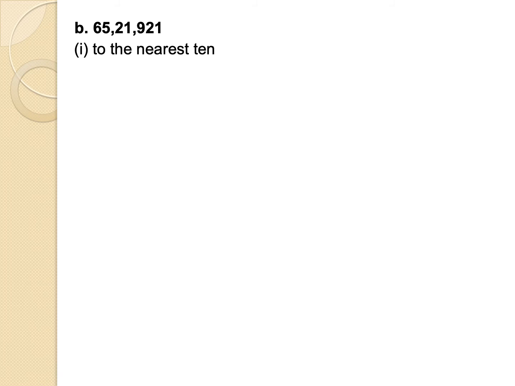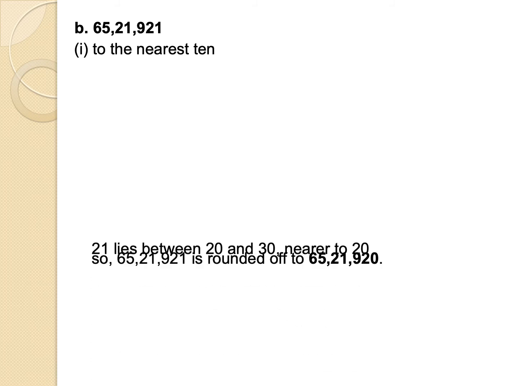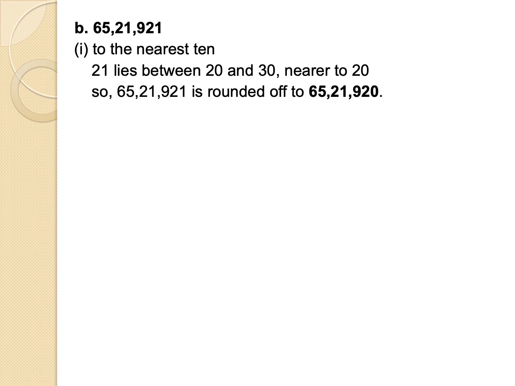जब हमें इसे nearest 10 पे round off करना है, तो we'll see the last two digits, that is 21. 21 lies between 20 and 30, nearer to 20. 21 will be rounded off to 20, क्योंकि 1 5 से छोटा है. So 65,21,921 is rounded off to 65,21,920.